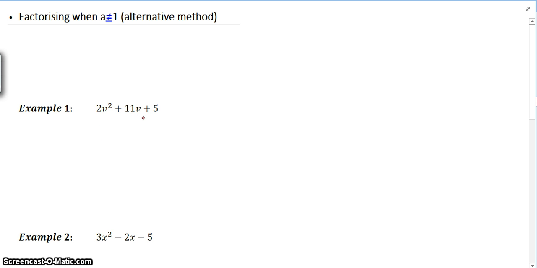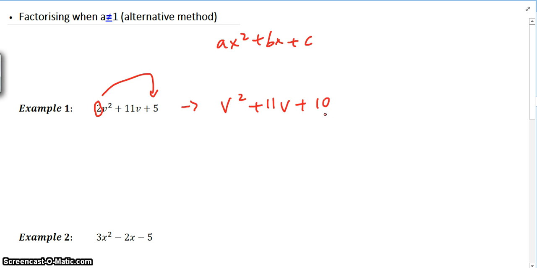So we've got 2v squared plus 11v plus 5, exactly the same as the previous video that we had. What I'm going to do is take this in a few steps, so you just need to bear with me and follow along as well. I'm going to have a look at the coefficient of the squared term. In this case it's 2. And I'm going to multiply that with the c term. If you remember again, ax squared plus bx plus c, I'm going to multiply the a by c. And what I end up getting is an equation that looks like this: v squared plus 11v plus 10.